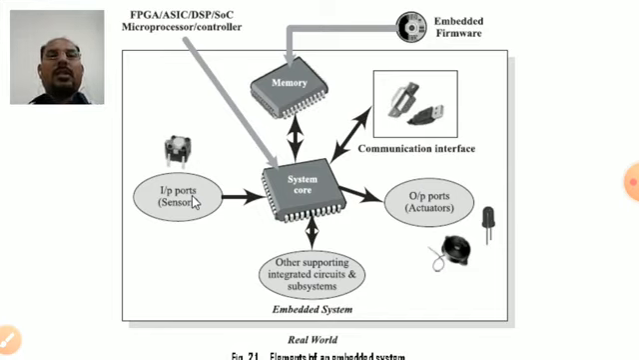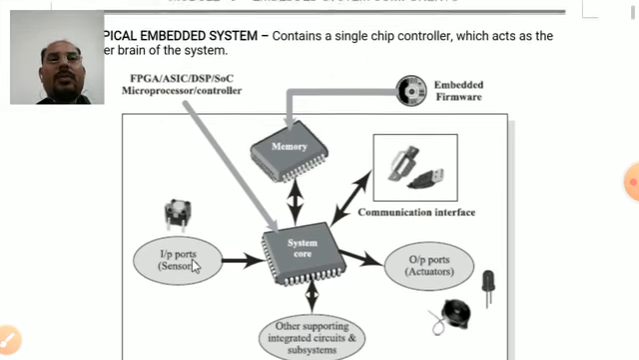The system core is FPGA, that is field programmable gate array, or ASIC, that is application specific integrated circuit, or it could be a digital signal processor, or it is a system on chip, or it could be a microprocessor, or it could be a microcontroller. Along with these things, if I want to communicate my embedded system with the external things, then I have to go for using the communication interfaces. Along with this, I can also have some other supporting integrated circuits and subsystem.